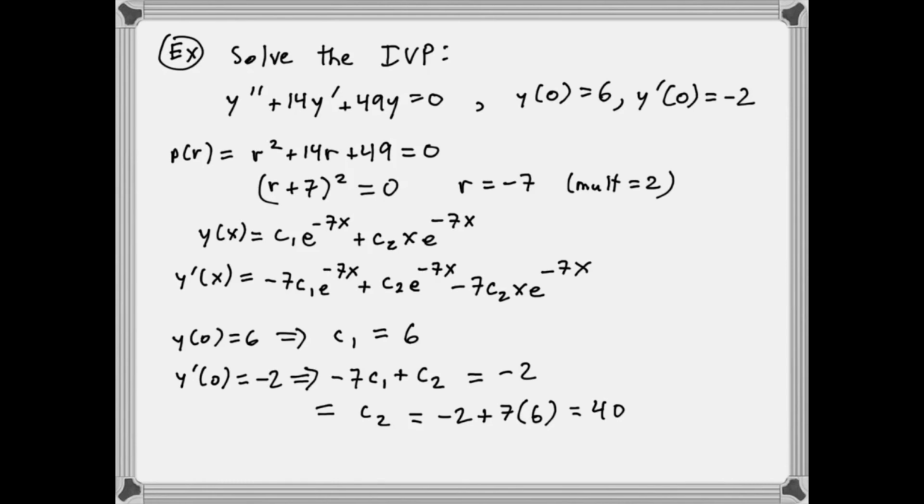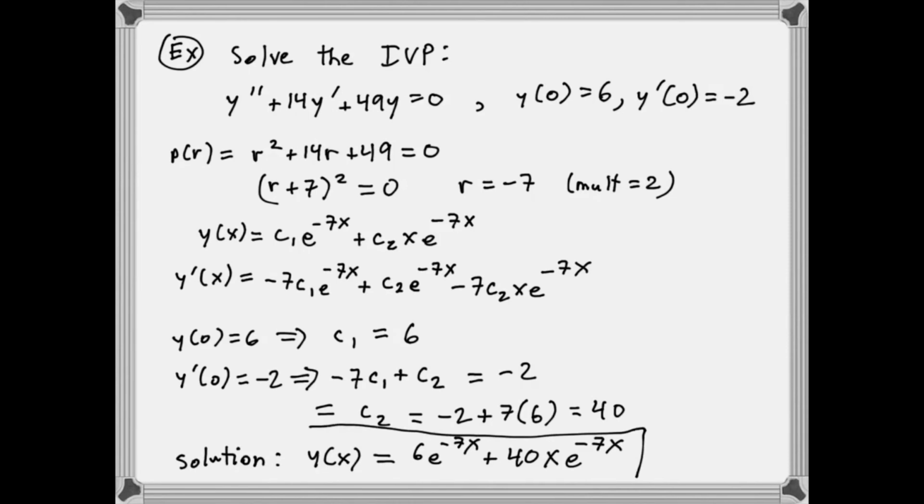And so this means that our solution is y of x is equal to 6 e to the negative 7x plus 40x e to the negative 7x. Okay, that would be our solution to the initial value problem.